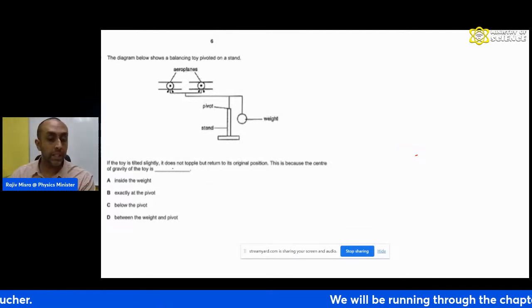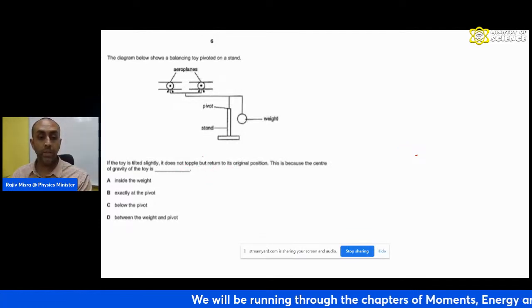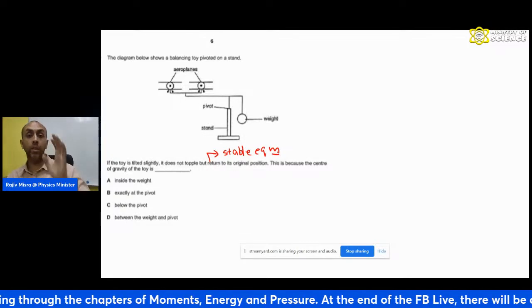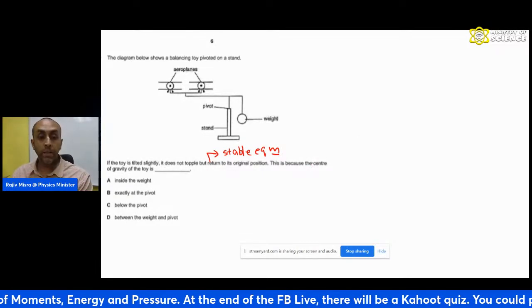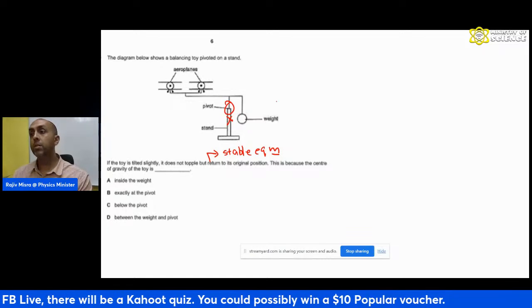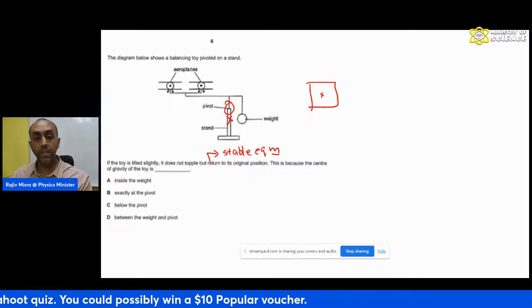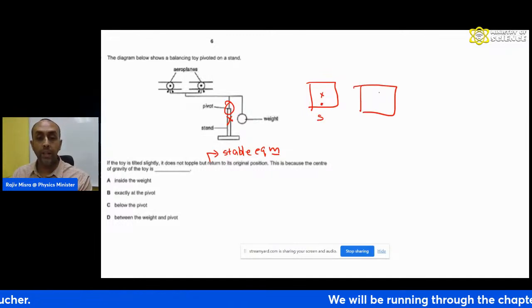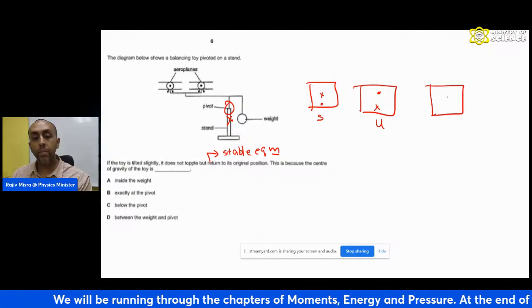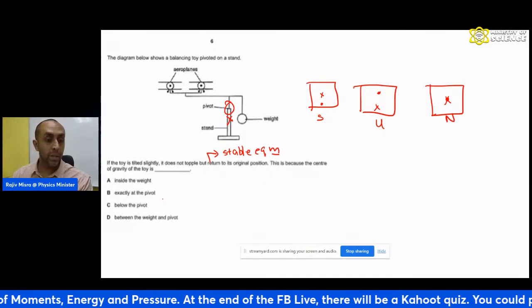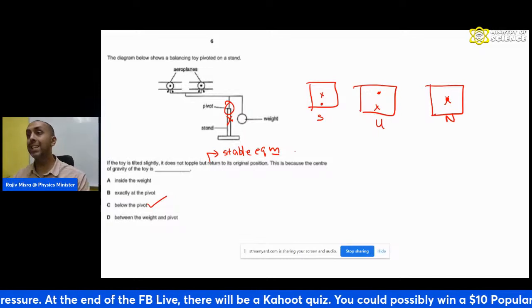If the toy is tilted slightly, it does not topple but returns to the original position. Take note, this is talking about stable equilibrium. If it returns back to the original position, we are talking about stable. This is because for stable equilibrium, you must remember that your center of gravity is always below the pivot. So if let's say the pivot is here, center of gravity is here, it's stable. If you have your center of gravity above and your pivot is here, that is unstable. But if your pivot and your center of gravity are the same point, it's neutral. So in this question, the answer is below the pivot. Yeah, so the answer is C.